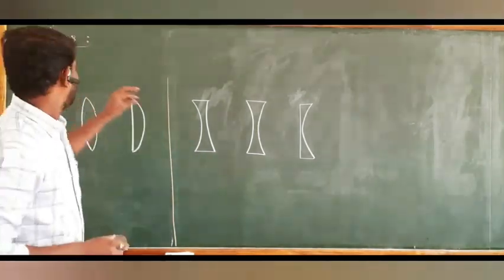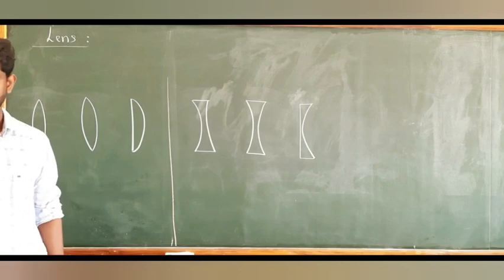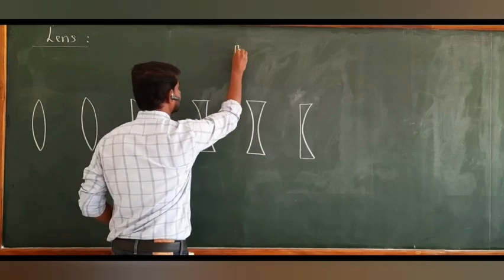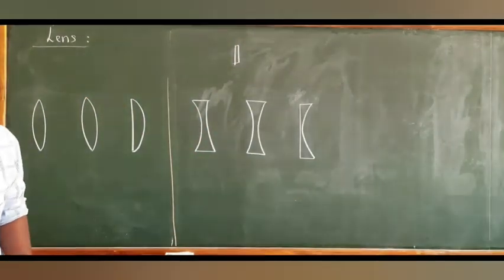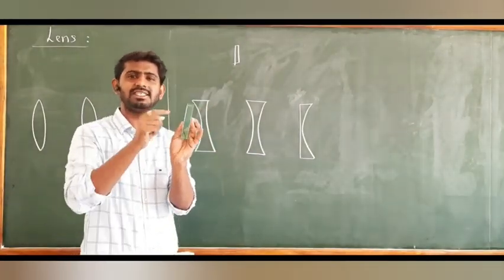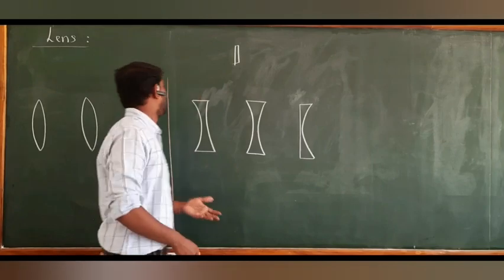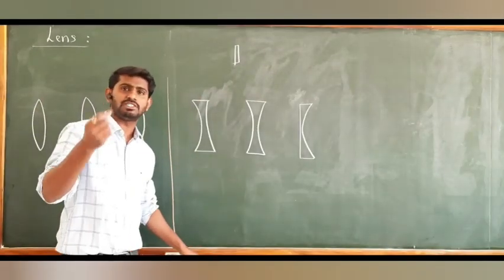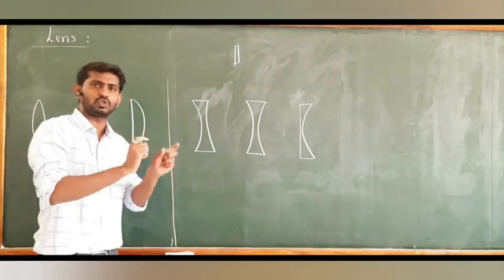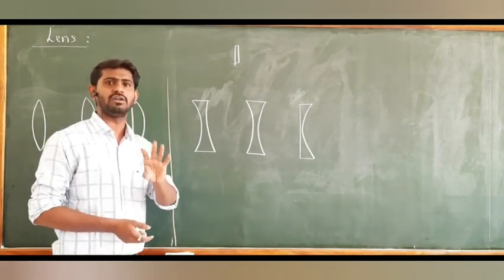Okay. If I define the lens as an optically transparent medium bounded by two surfaces, is it right? If I draw like this, is it a lens? For example, this one. Here it is bounded by the surfaces and is an optically transparent medium. Can you say this is a lens? No. So the definition is not sufficient. Saying a lens is an optically transparent medium bounded by two surfaces is not enough. Out of those two surfaces, at least one is curved. That is called the lens.